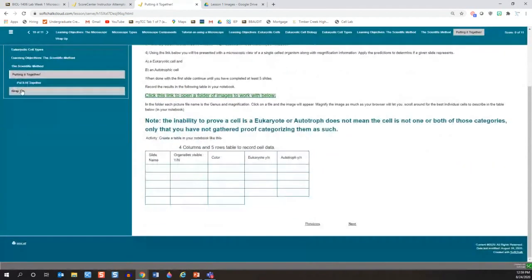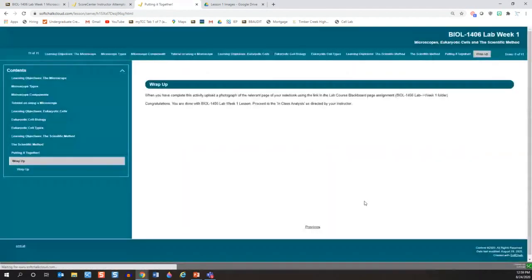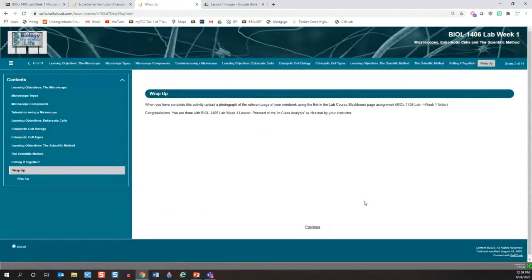In the wrap-up. Okay, in the wrap-up. Let's go there. When you complete this activity, upload a photograph of the relevant page of your notebook in the lab course Blackboard page called Assignment Week 1 folder. Okay, I'll add it. It'll just be called Assignment Week 1 folder. And all you gotta do is take a picture of that table and then upload it. So I'll put it there right after we're finished here. I didn't realize that was in there. I think I didn't go to that last page.